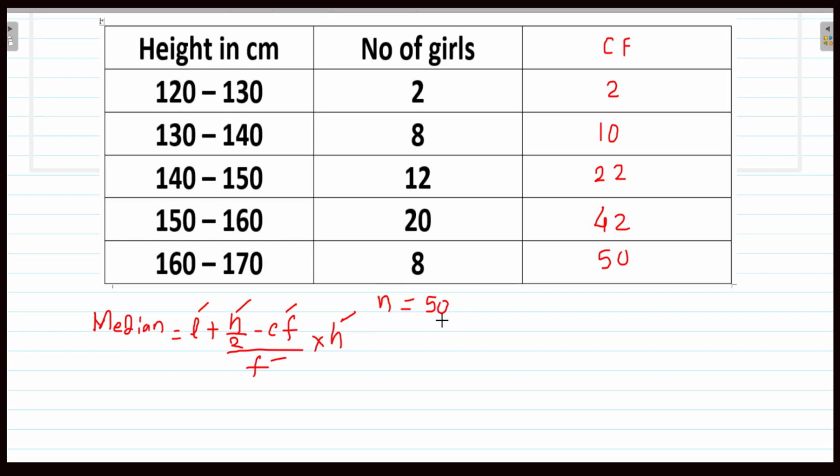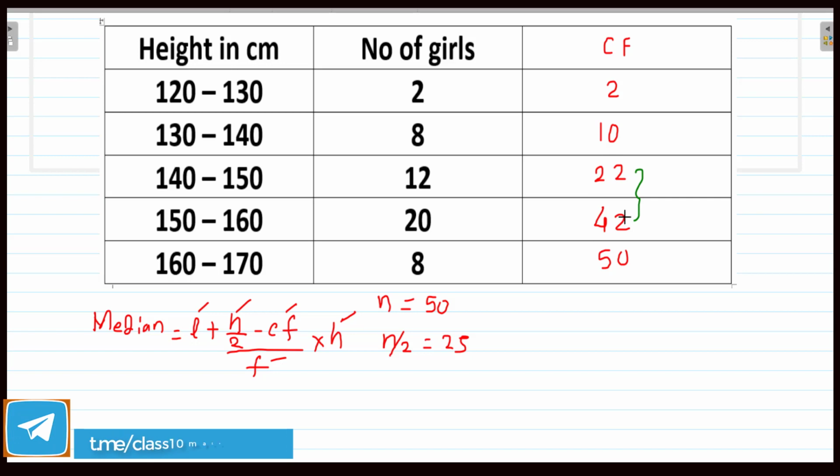So first we will take half of this 50, and that is n by 2. So 50 by 2 will be 25. n by 2 will be 25. Now once you have got 25, just search for 25 in the cumulative frequency. That 25 will lie between 22 and 42.